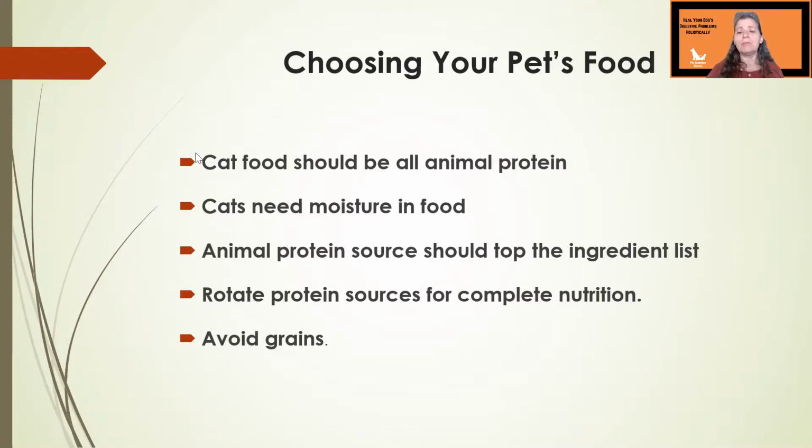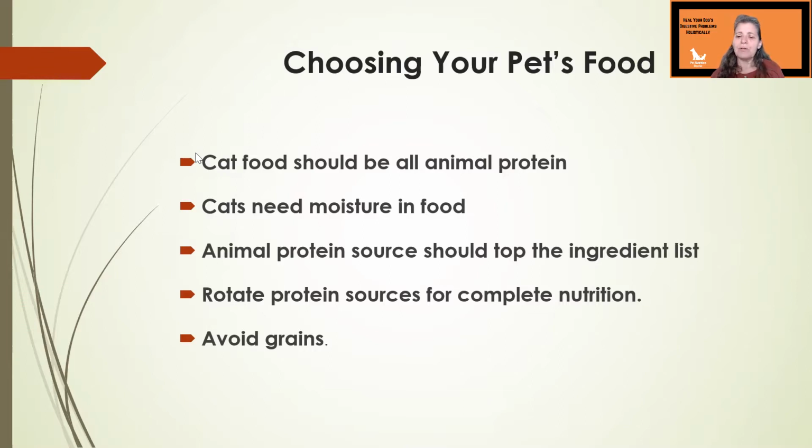Animal protein should be listed first and preferably second and third on all dog foods. And rotating protein sources and brands can help to ensure complete nutrition. Now, I do recommend avoiding grains. They're really not species appropriate. Most of them are high in omega 6 fatty acids, which can increase inflammation in skin and joints. And most are genetically modified, which means that they're full of pesticides and toxins.